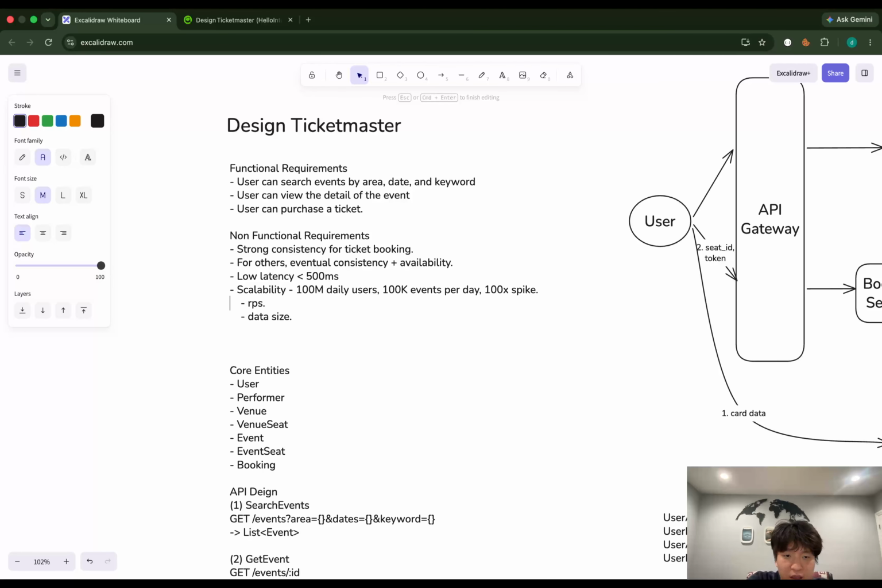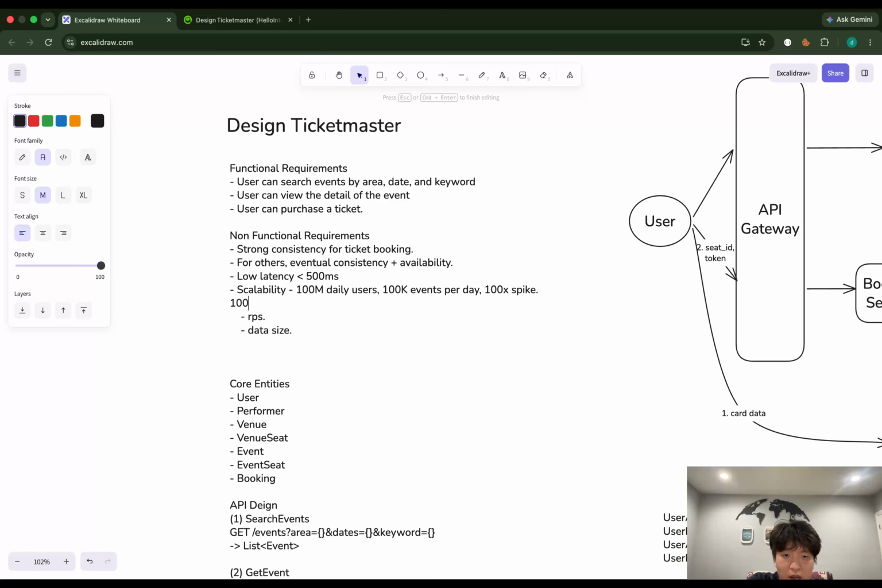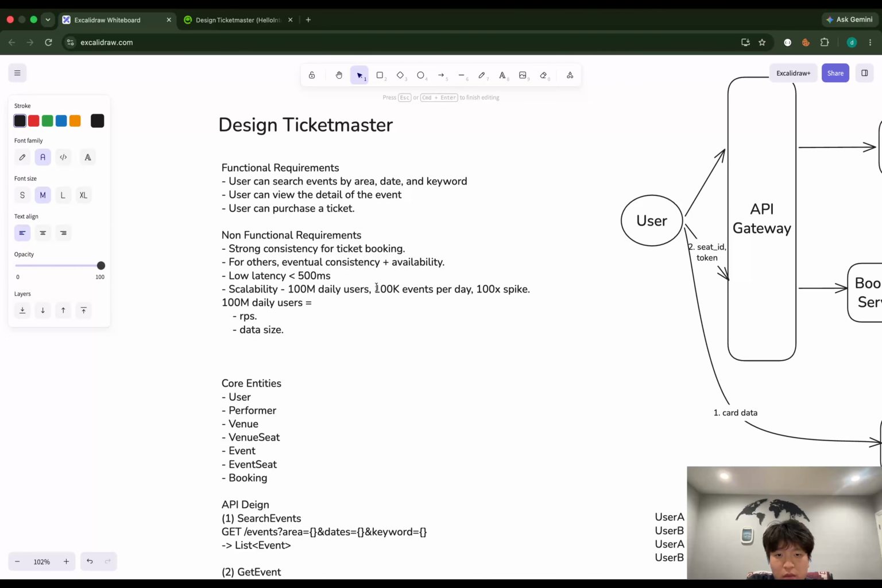That being said, 100 million daily users, 100K events per day. The most important thing is how many times a user makes the payment, the booking.